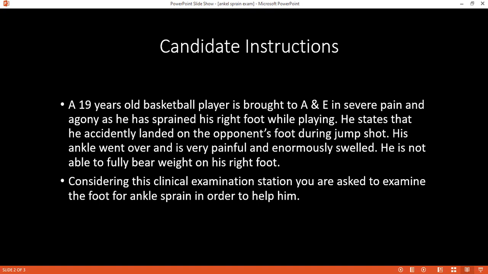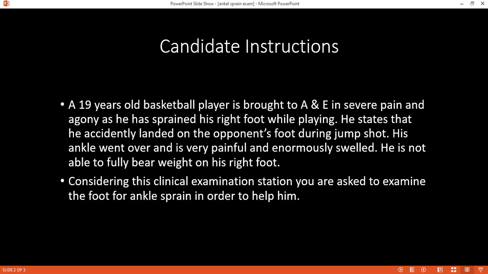Here also with the patient sitting, I will stabilize the tibia with one of my hands and cup the heel with the other hand. Then I will give an anterior directed force on the foot while stabilizing the leg with the other hand. And if there is undue movement compared to the opposite side, then it suggests an ATFL injury, anterior talofibular ligament injury. Okay.